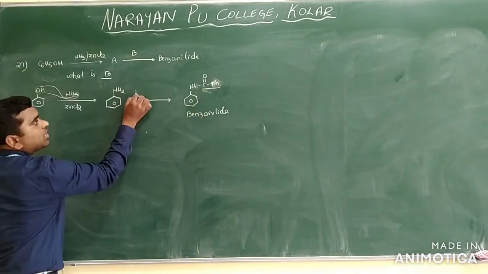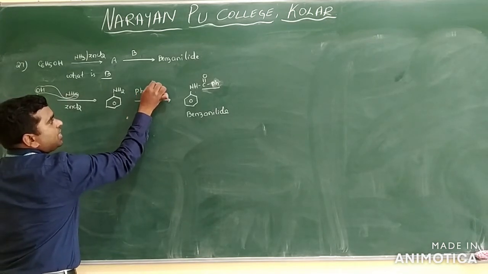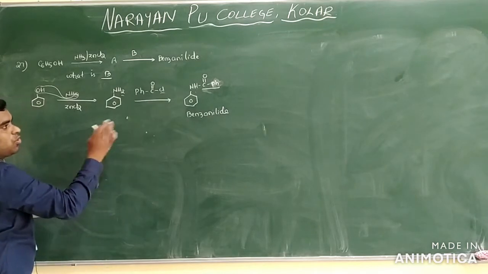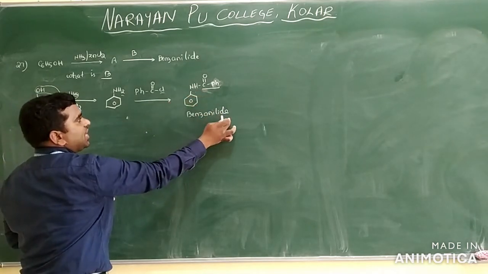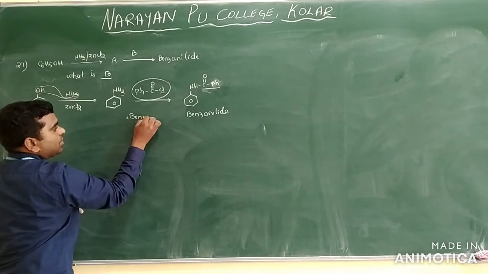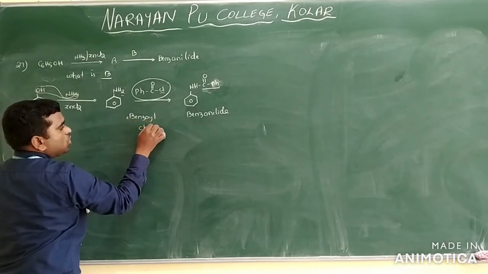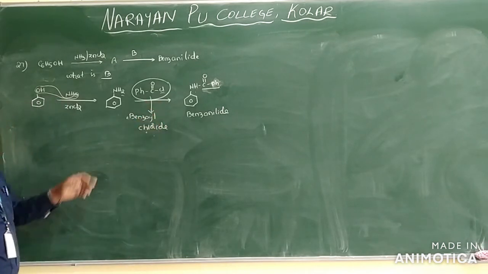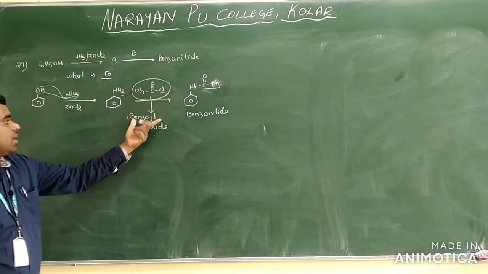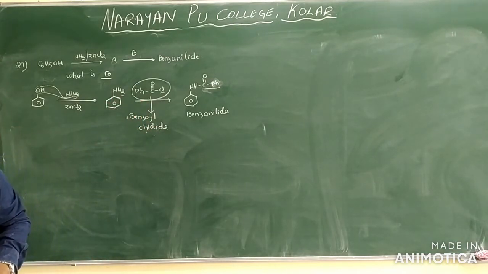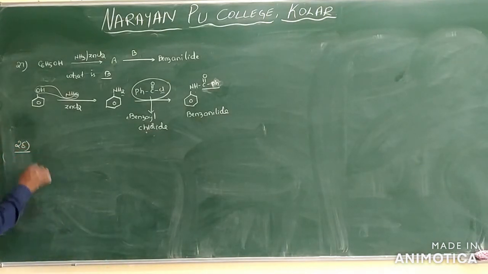How will it be? This reaction takes place with Ph–C double bond O–Cl. If I take one H and one Cl is removed as HCl, then you will get benzanilide. So I have to take benzoyl chloride here. Acetyl chloride, like benzoyl chloride. So this is the reaction, and your answer should be option 2. Clear? Next one.